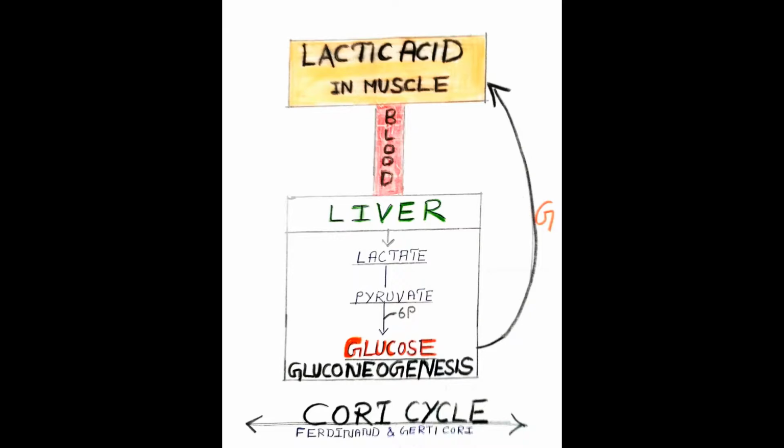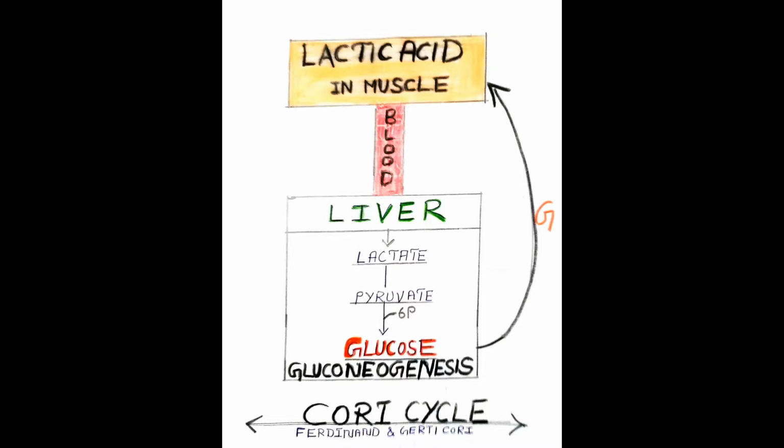It is an energy consuming process, but the liver operates Cori cycle to rescue our muscle tissue. Now what happens? Glucose produced in the liver is transported back to muscle. So it is a cyclic pathway: the produced glucose is again released back to muscle. So this is the concept behind Cori cycle.